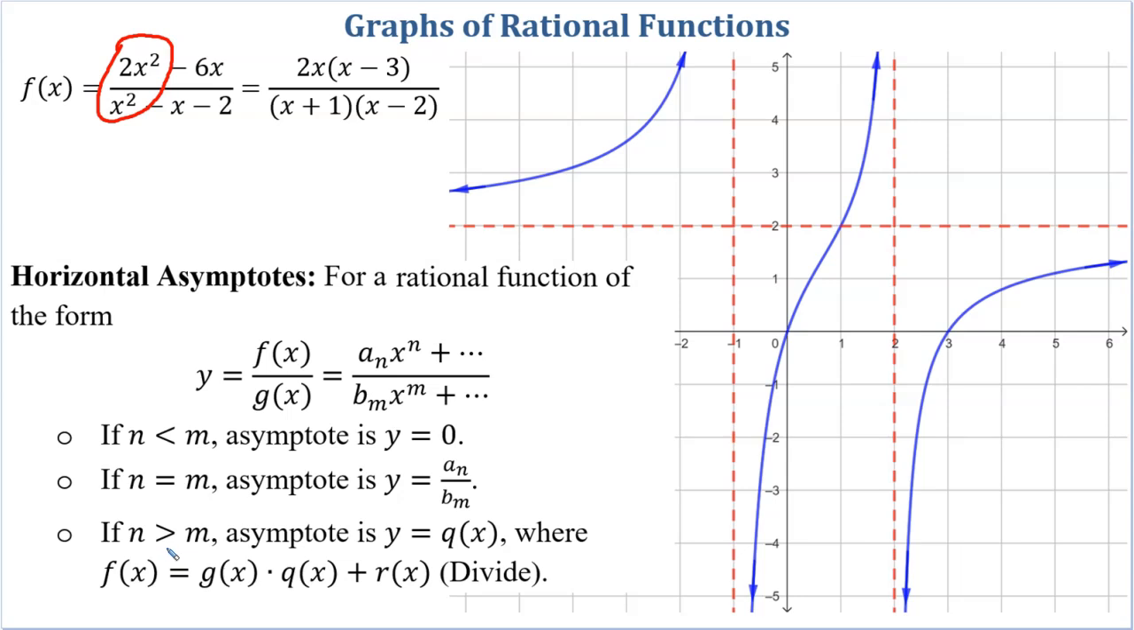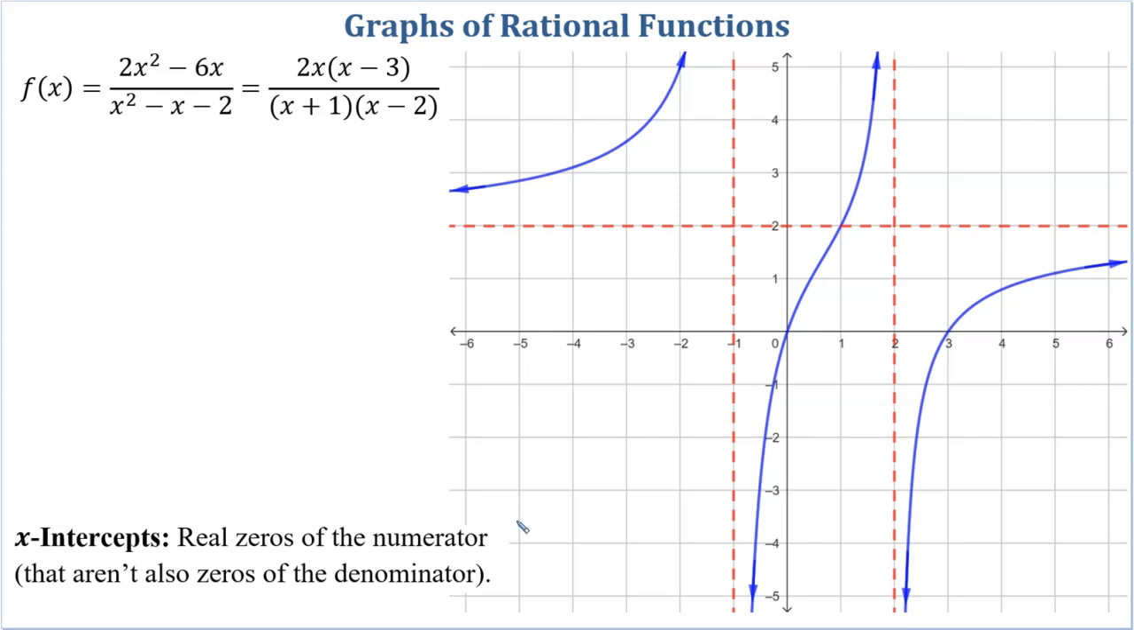Final case is going to be when n is greater than m, when the numerator wins the tug of war. In that case, we'll have the asymptote y equals q of x, where f of x is equal to g of x times q of x plus r of x. In other words, divide f by g, and the quotient we end up with will be what we call the slant asymptote, the line that things follow. Okay, a lot going on here. We'll go through an example of each of these before we set you free to practice here today.